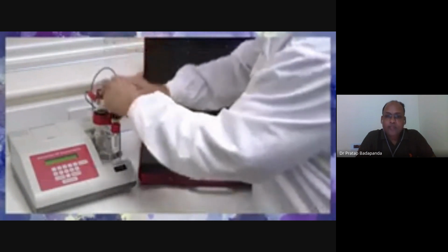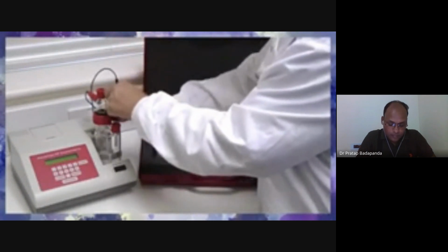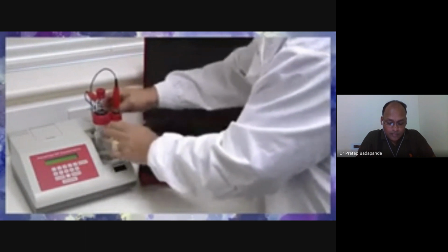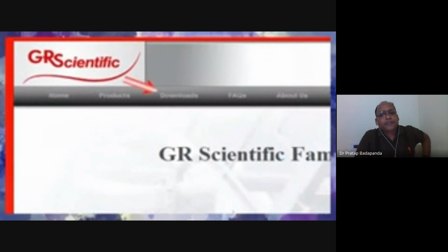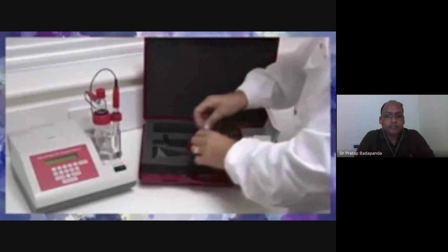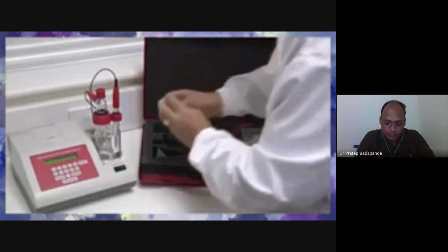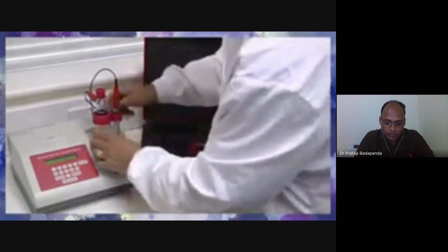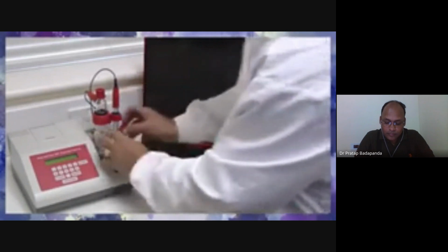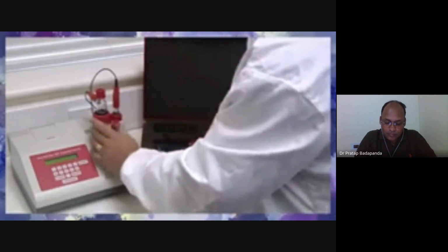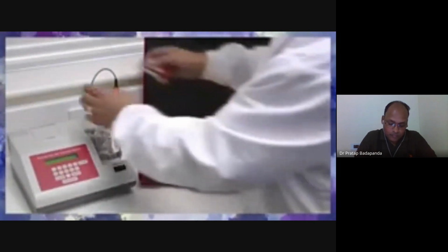For more detail on this or any other aspect of the Aquamax KF moisture meter, please refer to the user manual, which is available on the GR Scientific website. The injection septa are fitted into the plastic screw cap connectors and located onto the injection ports of the titration vessel. The drying tube is then filled and fitted.